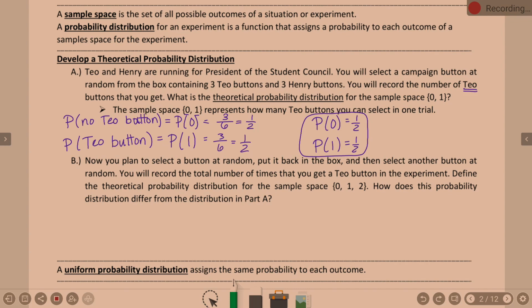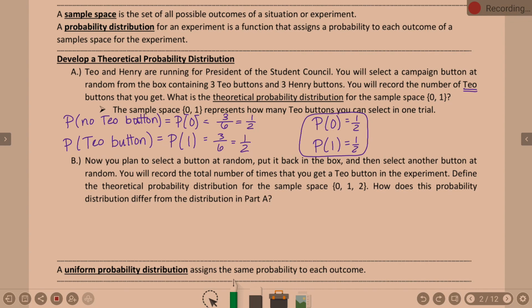Okay, that ends up being 1 of each, technically 1 TO button, and 2 is going to represent getting 2 TO buttons. Are we seeing that? Now, in order to represent that, it's a little bit more this time because we have to look at, we're going to draw one, we're going to put it back in the box, and then we're going to draw a second one, yes?